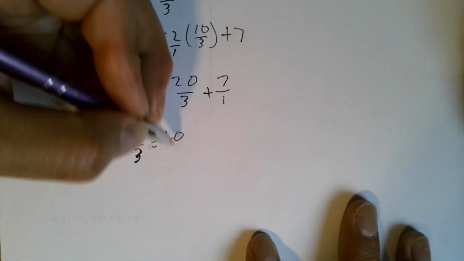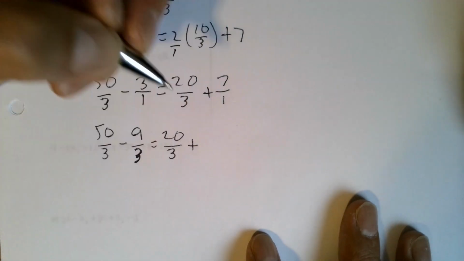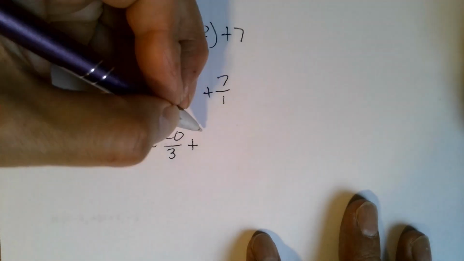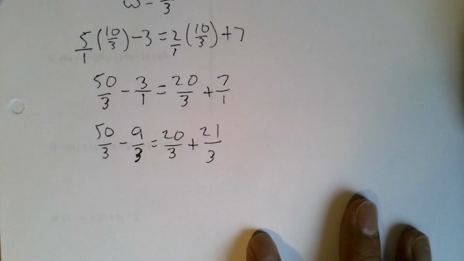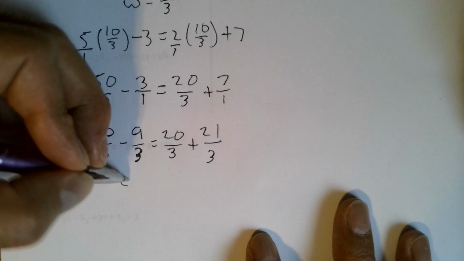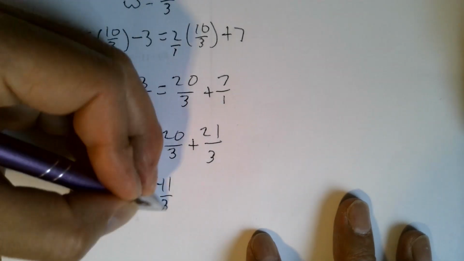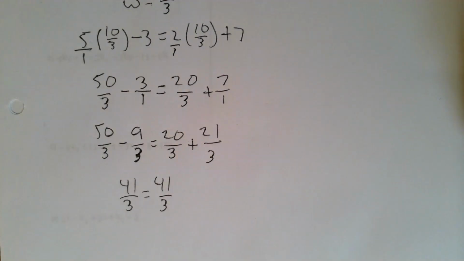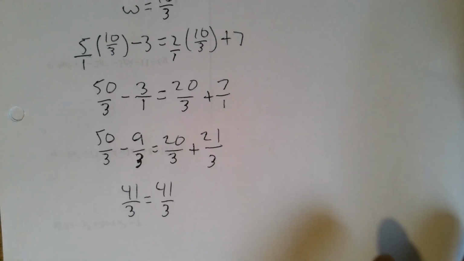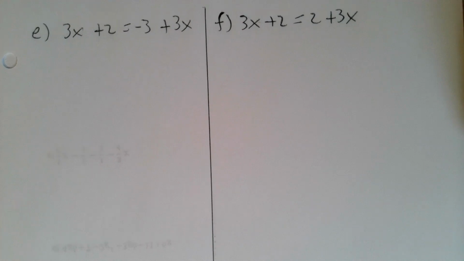Equals 20 over 3 plus, multiply top and bottom by 3, is going to be 21 over 3, which is going to give me 41 over 3 equals 41 over 3. All right, doing much better since that first question. Okay, so we know that when w equals 10 over 3, the equation is true, so that's our solution. Okay, and we've just got 2 more here.